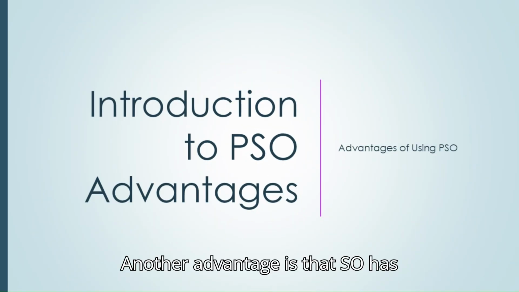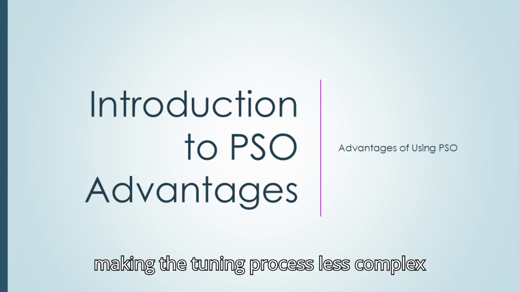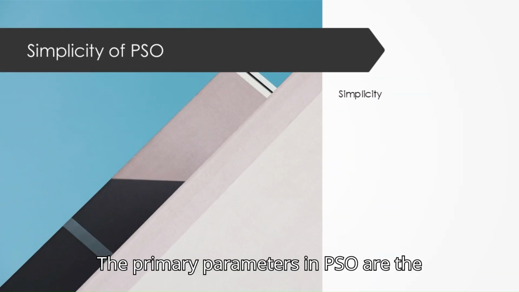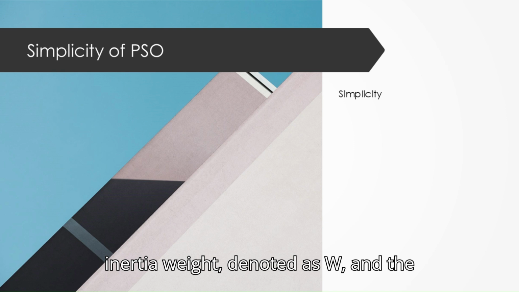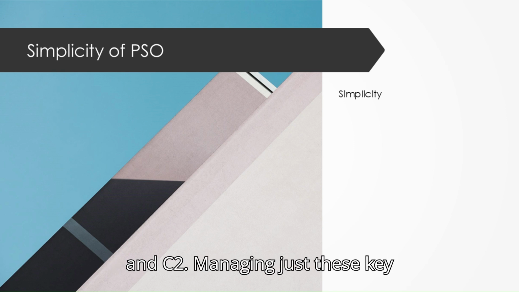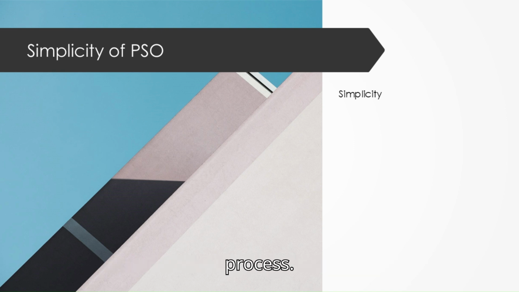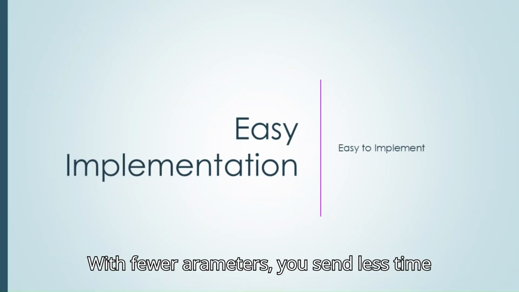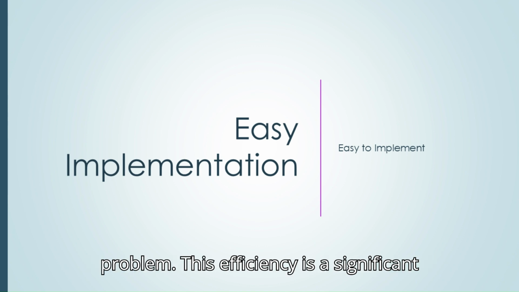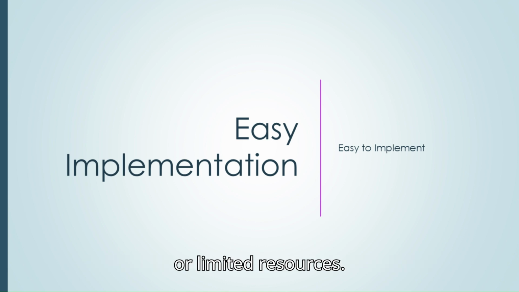Another advantage is that PSO has relatively few parameters to adjust, making the tuning process less complex compared to other algorithms. The primary parameters in PSO are the inertia weight, denoted as W, and the cognitive and social coefficients, C1 and C2. Managing just these key parameters simplifies the optimization process. With fewer parameters, you spend less time tweaking and more time solving the actual problem. This efficiency is a significant benefit when working with tight deadlines or limited resources.